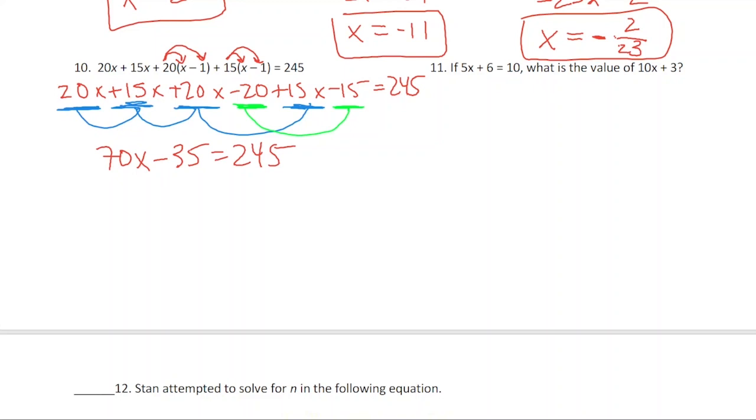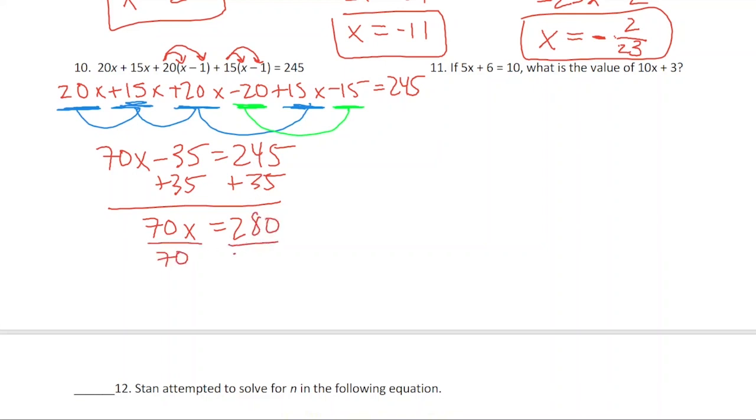So now we want to add 35 to both sides. And I get 70x equals 280. Divide both sides by 70. These would cancel out, so 28 divided by 7 is 4.